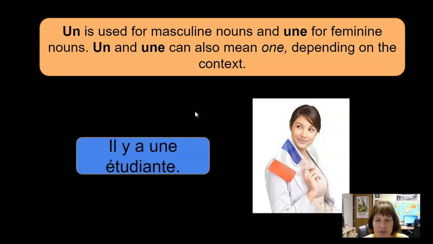Il y a un étudiant. There is a student. In this context, you wouldn't say there is one student, even though there is, but you can tell that it just means there is a student.